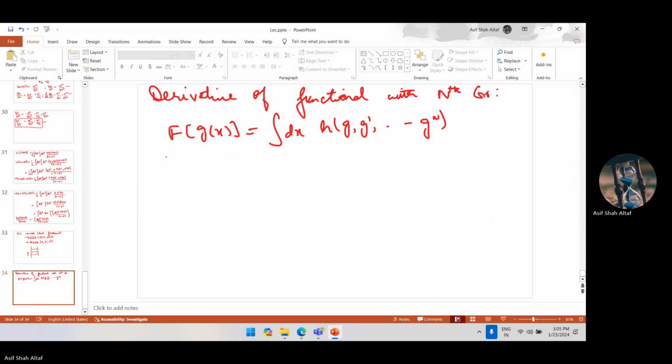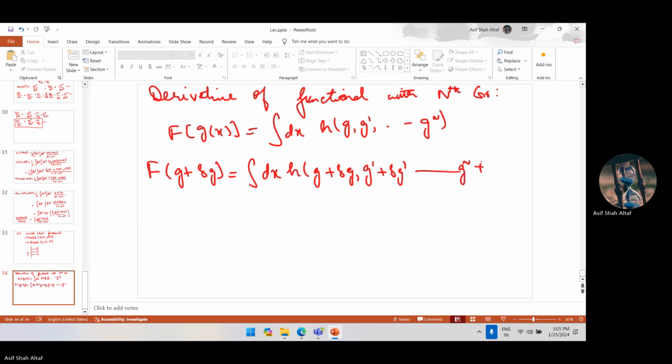Fine. So the first rule is to calculate a change in g, which will give you, where gn represents the nth gradient. Okay, now we will use the Taylor expansion.